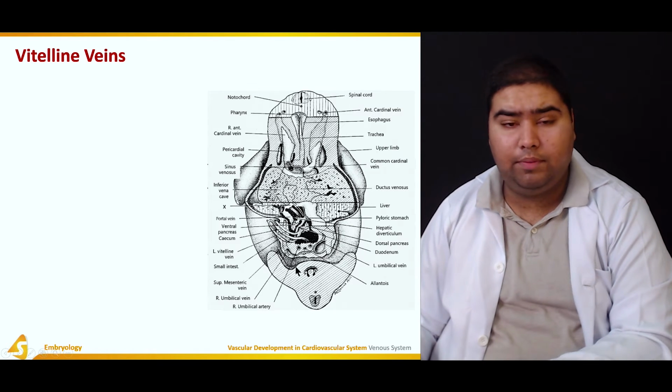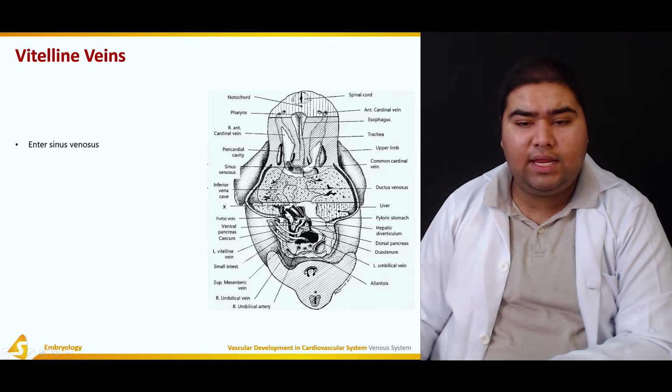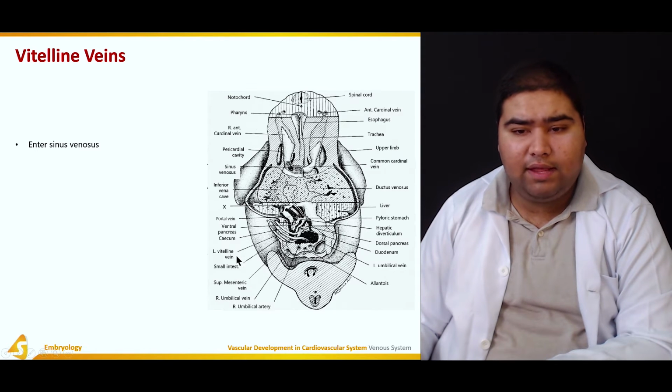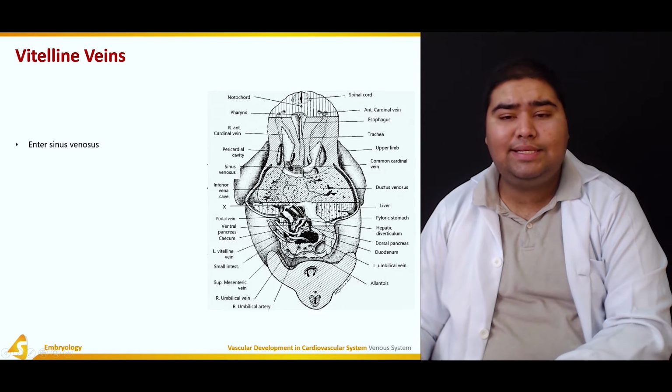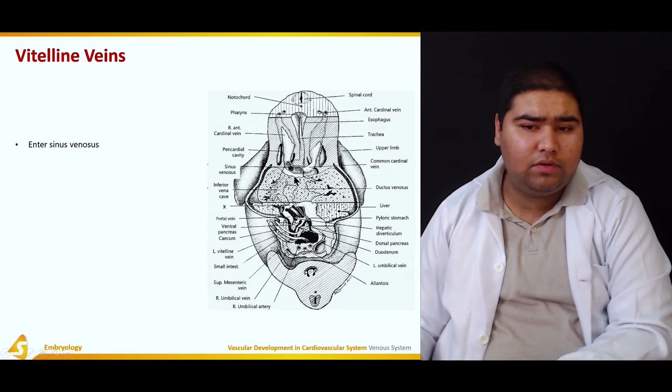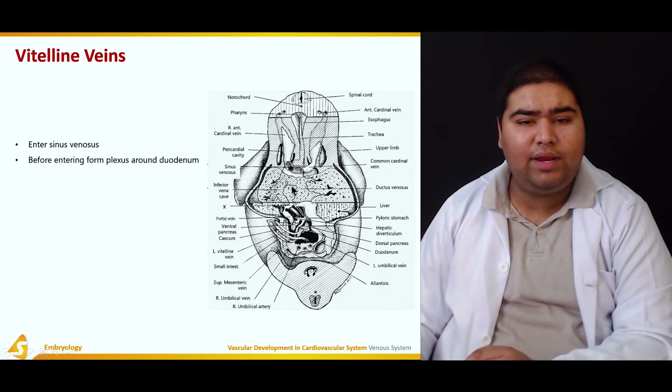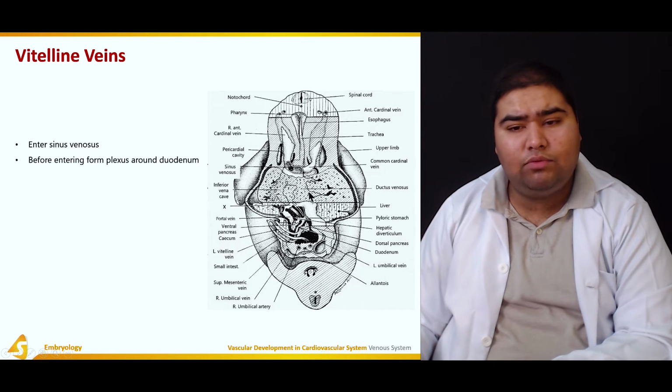what is going on. So the vitelline vein, here you can see this is the left vitelline vein. It enters the sinus venosus. This is the sinus venosus. So how does it end? Before entering, it forms a plexus around the duodenum.